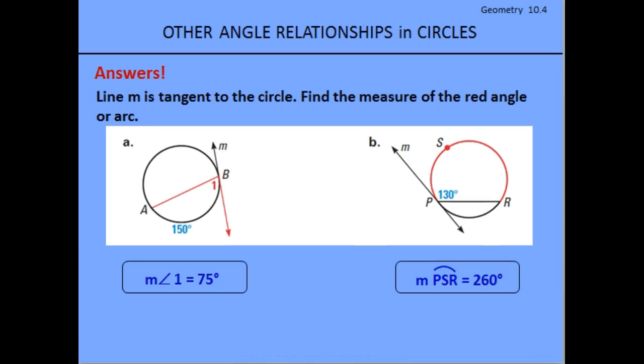Okay, here are the answers. If line M is tangent to the circle, then what we know is the same as with inscribed angles. This is going to be 1/2, so the measure of angle 1 is 75 degrees. And here the same thing, but instead we're looking for the arc, and if the angle is 130 degrees, then the arc is going to be 260 degrees. Very, very straightforward, basic stuff here.